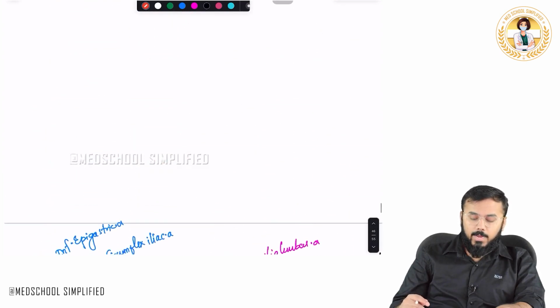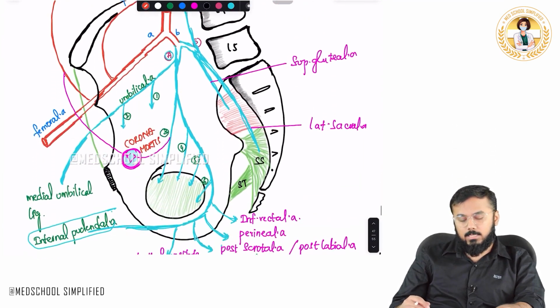So these are all the branches of both the internal as well as the external iliac artery, guys.